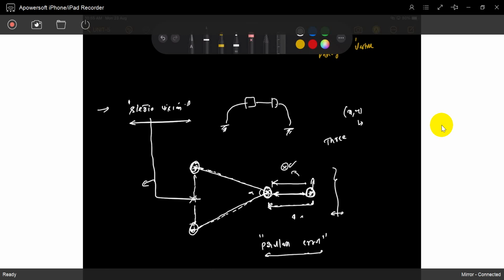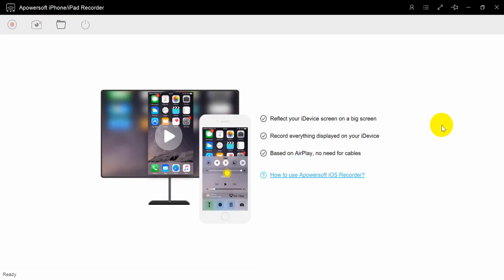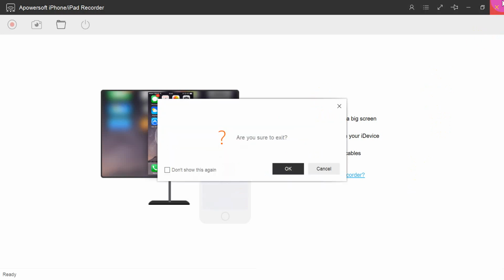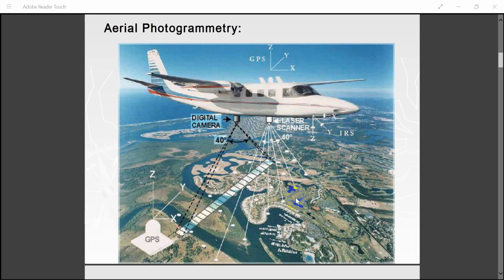Sir, how can we get this type of two different lenses to capture one photo? Something is happening. One minute. Two minutes.